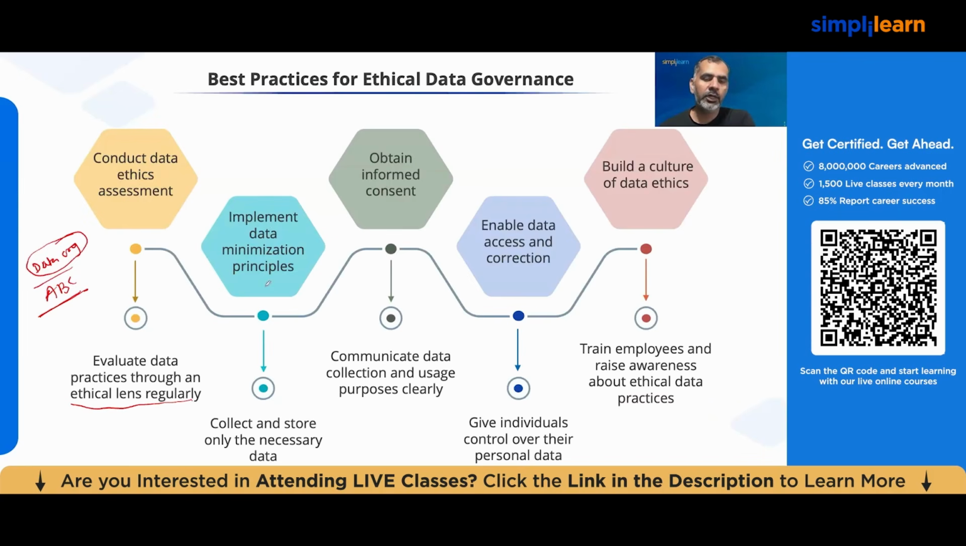This is something very important, because it automatically ensures that if you store minimum data, you have fewer chances of data breaches or loss of data. So always implement these practices. These are the standard practices which talk about collecting and storing only necessary data. Do not store unnecessary data.